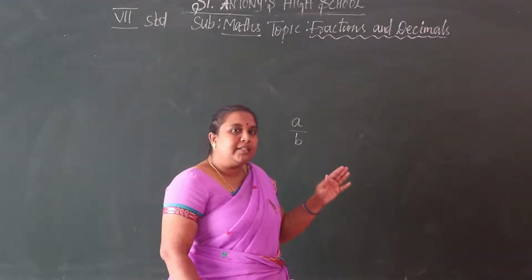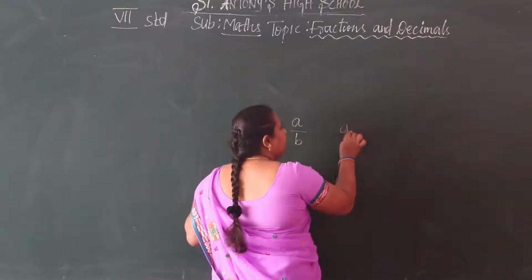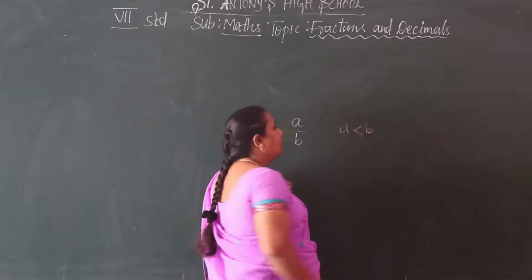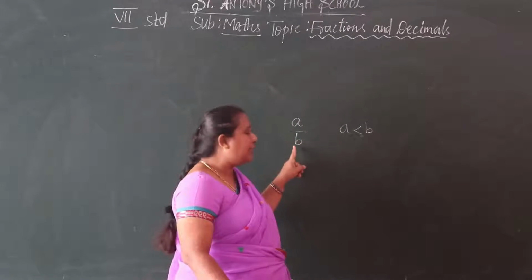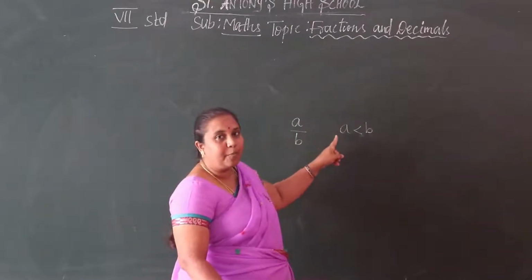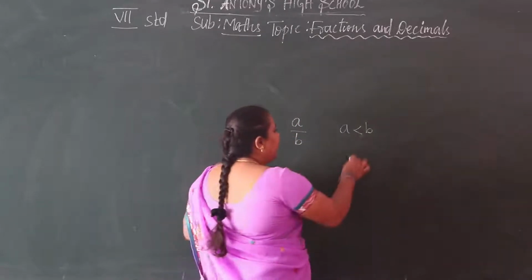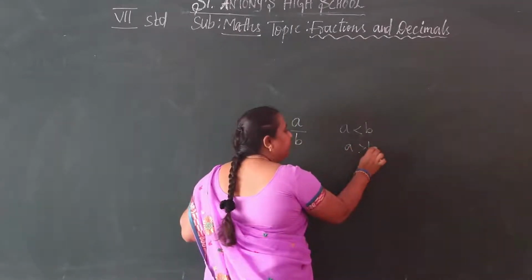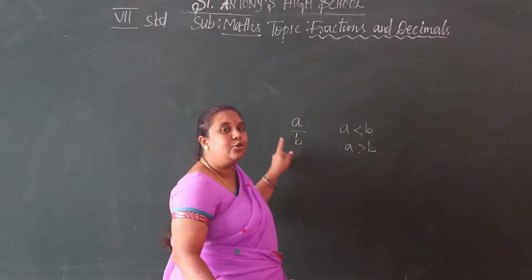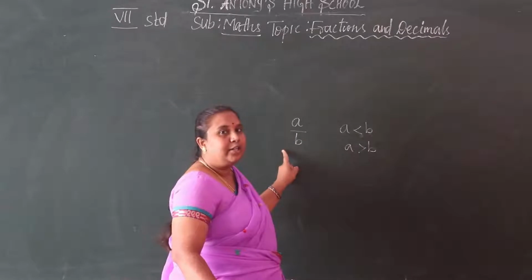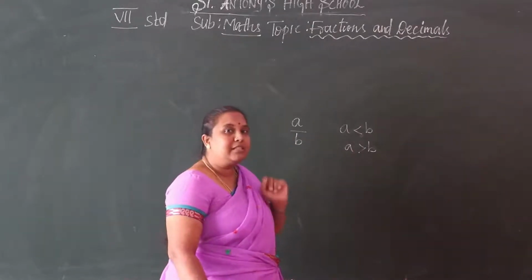A numerator which is less than the denominator, that means a is less than b, is a proper fraction, the first type of fraction. And when a is greater than b, that is a numerator which is greater than the denominator, that is an improper fraction. And then the mixed fraction.